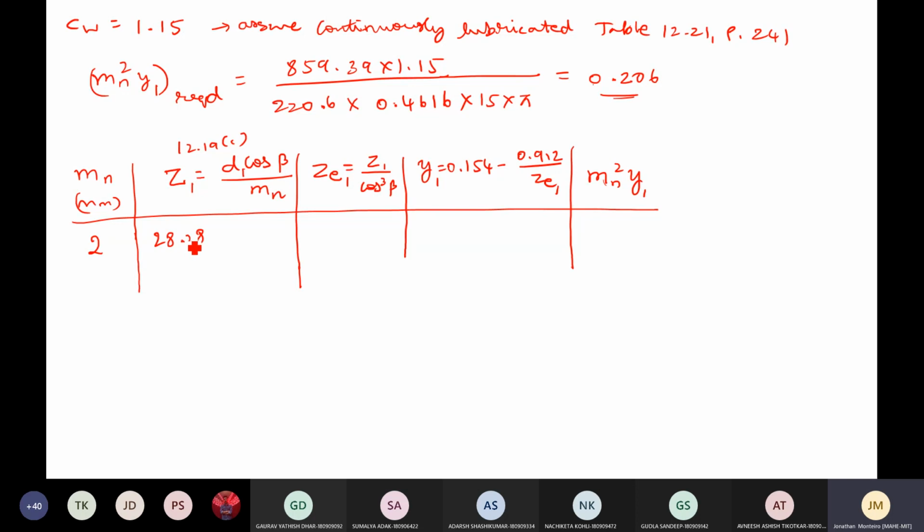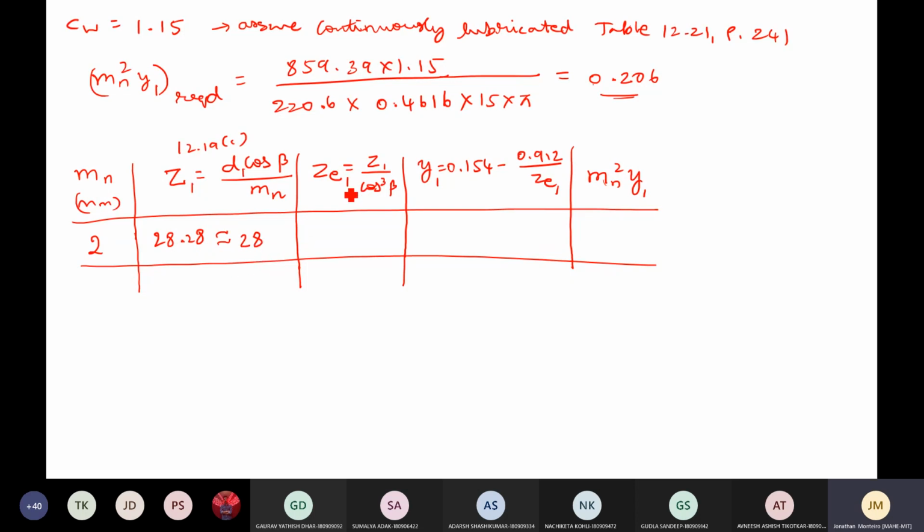That is not simply a virtual number. This is the number of teeth. This ZE can be a virtual number, any decimal value it can take. Whereas Z1 should be a whole number. So what you do is, since it is on the lower side, you approximate it to 28. Anyway, this is just an iteration. Later we'll adjust. So 28.28 is approximately equal to 28 teeth.